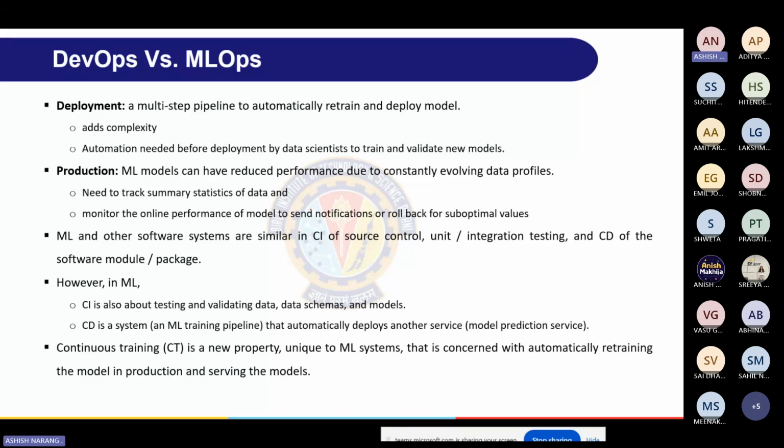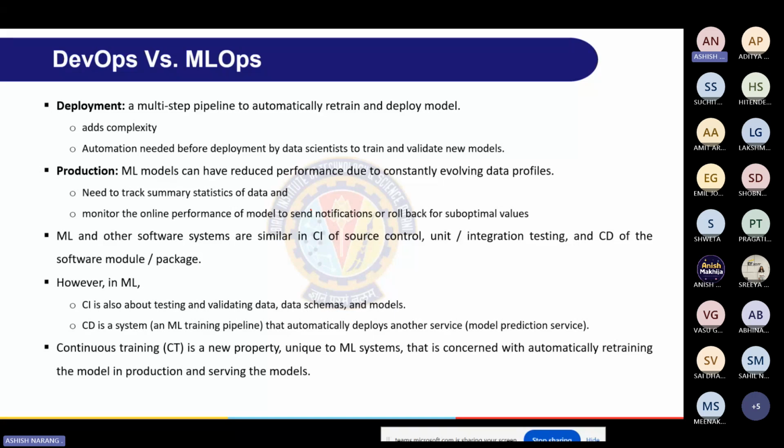Next is production. ML models can have reduced performance due to constantly evolving data profiles. So you need to track the statistics of the data, monitor online performance. The model needs to send notifications, roll back suboptimal values. These are the challenges within the production environment. Because see, the data changes continuously.